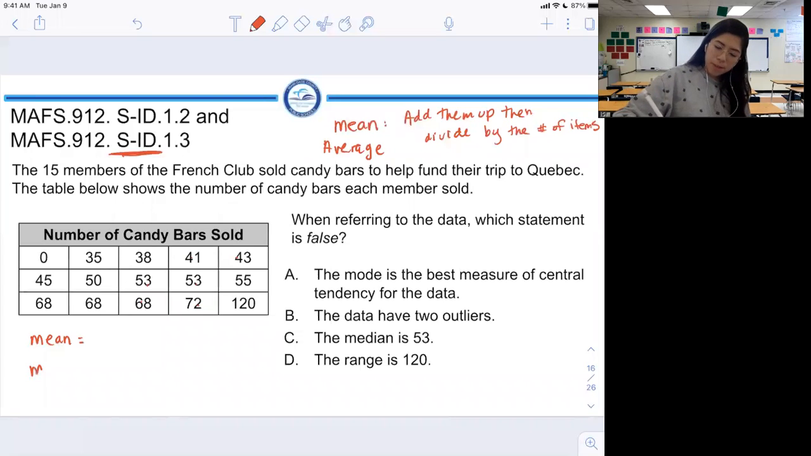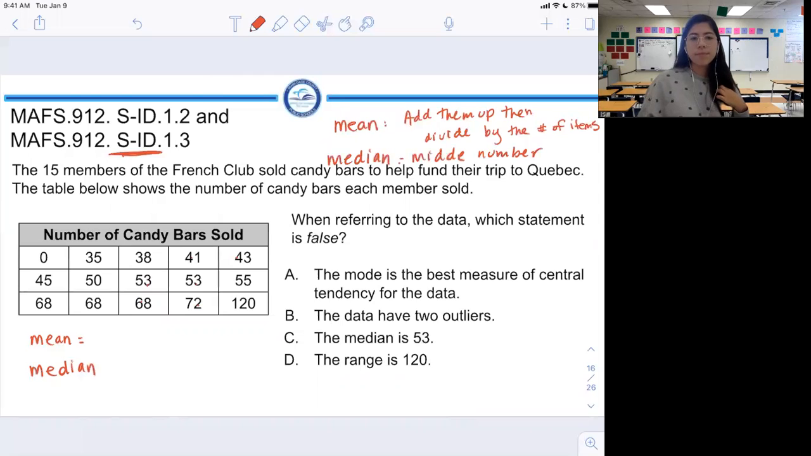Does anyone remember what the median is? The median is like the middle number, so you would have to put everything in order from least to greatest, every number, and then you would find the middle number. Usually, if it's an odd number, you would find the middle number, but if it's an even number of numbers, sometimes you have to add the two middle numbers and then divide by 2 to get your median. Perfect, exactly. So here, are they already kind of in order from least to greatest?